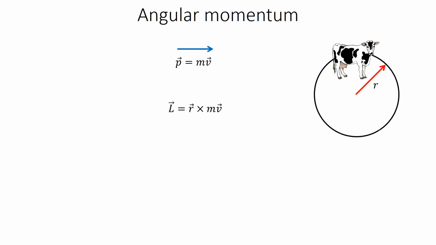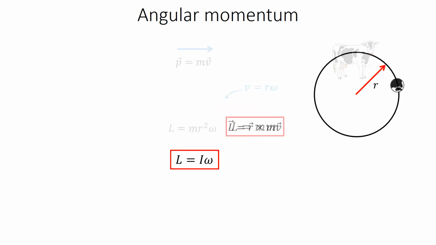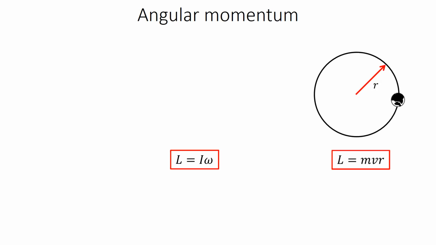It's helpful to express this in terms of rotational quantities, too. Let's write the tangential speed in terms of the angular velocity omega. With a slight rearrangement, we can see that the remaining terms combine to give the moment of inertia of the object. Now, both of these are valid expressions for the angular momentum, but in the first case, we treat the object as a single point mass.